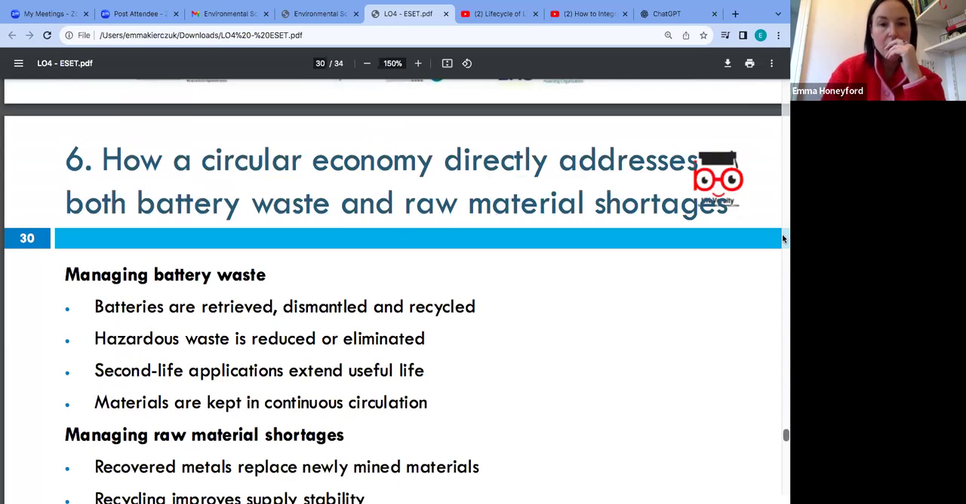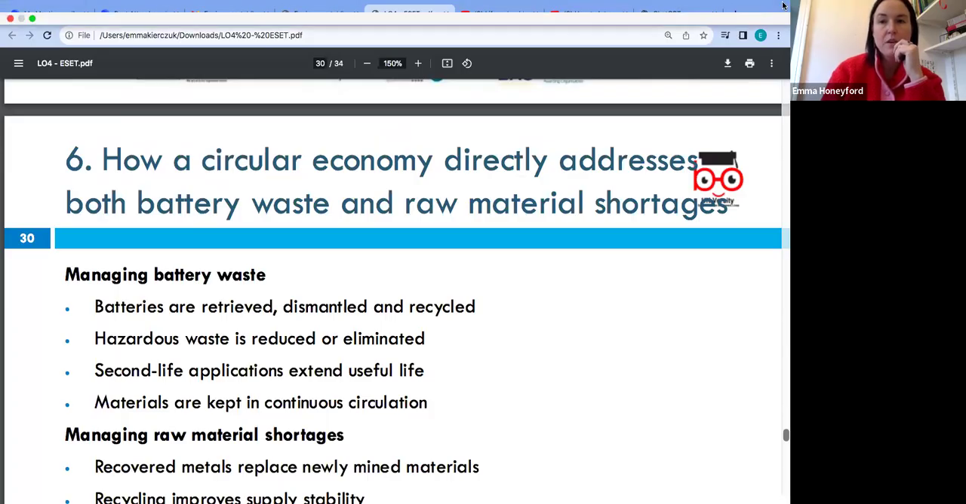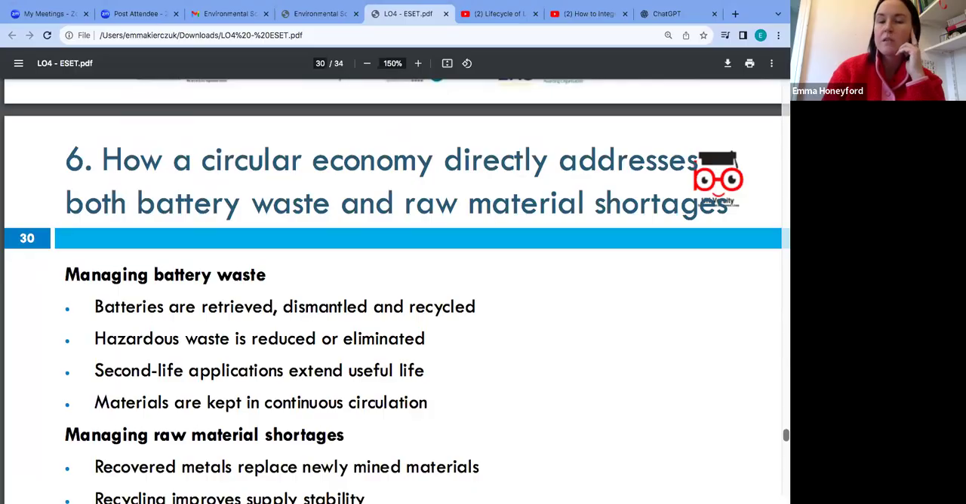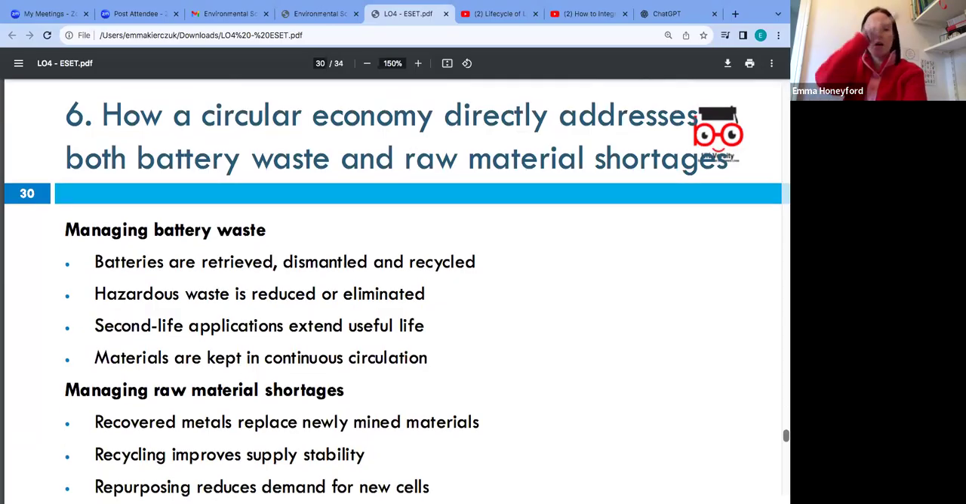Okay, so this is just around how circular economy directly addresses both battery waste and raw material shortages. So managing battery waste: batteries are retrieved, dismantled and recycled. Hazardous waste is reduced or eliminated, and second life applications extend useful life. So this keeps materials in a constant flow, if you like.